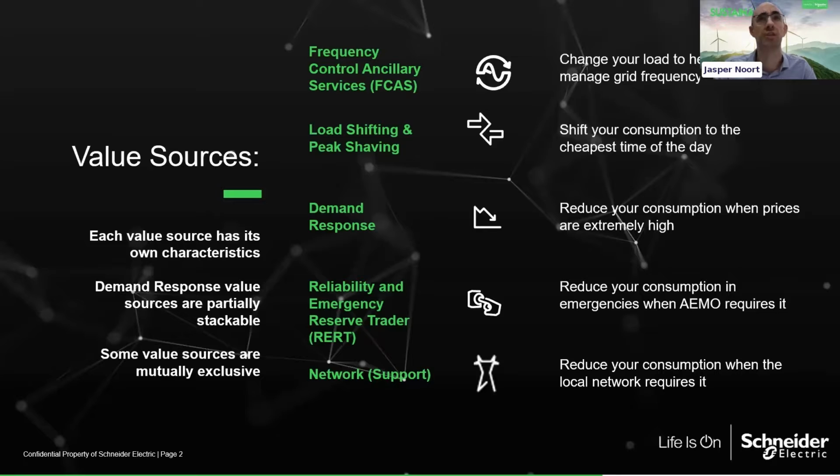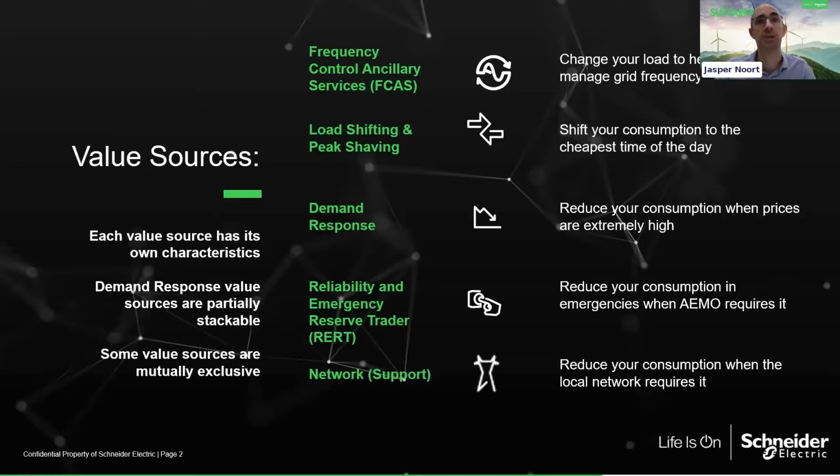So just running through those value sources, FCAS, or frequency control services, basically help EMO manage the frequency of the grid. There is load shifting and peak shaving, which basically shifts your consumption to a cheaper time of the day. There's demand response, where you bid your capacity into various schemes or reduce your demand when prices are extremely high.